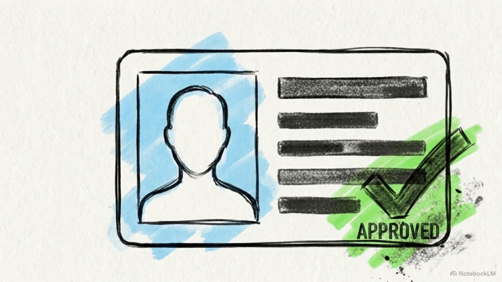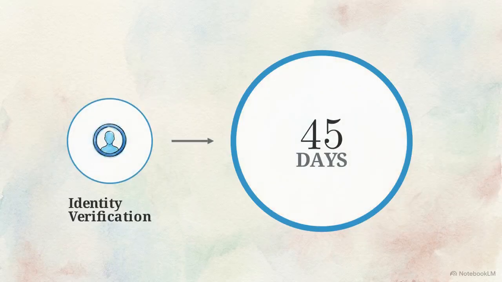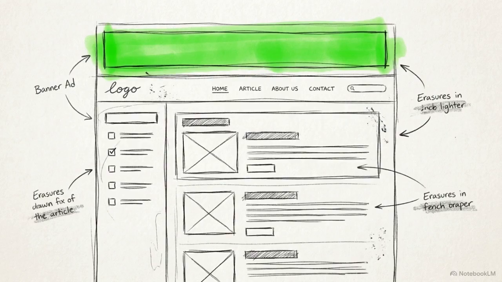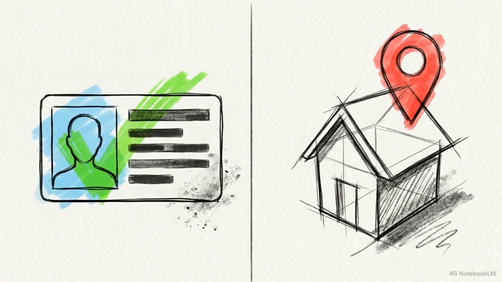Next comes identity verification. Once Google prompts you to confirm who you are, a 45-day countdown begins. You must upload your government ID before that window closes to keep your account active and your ads running. After your identity clears, you have to verify your physical address.